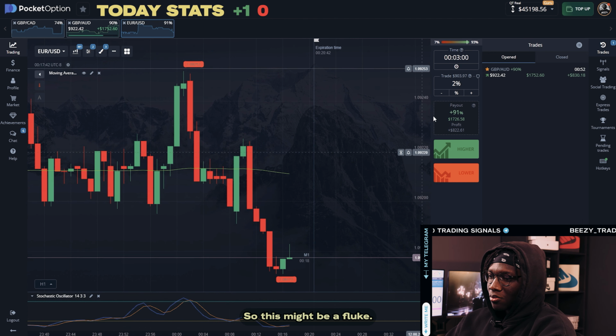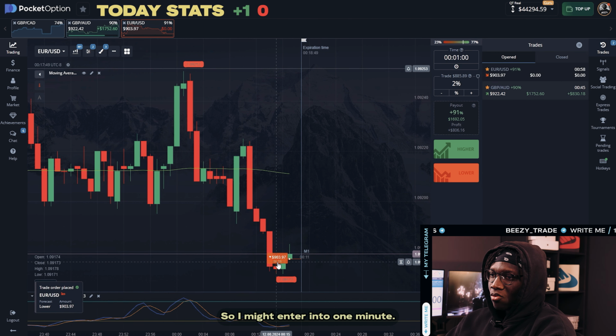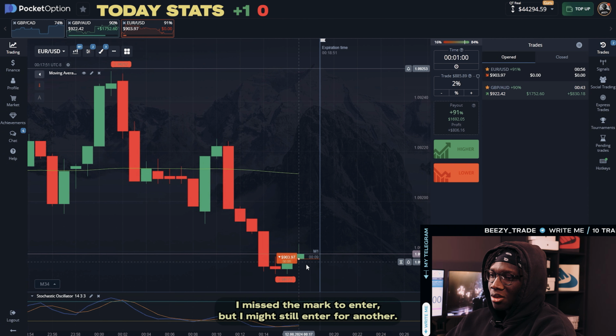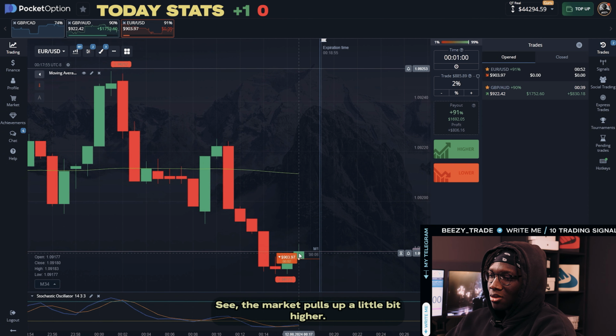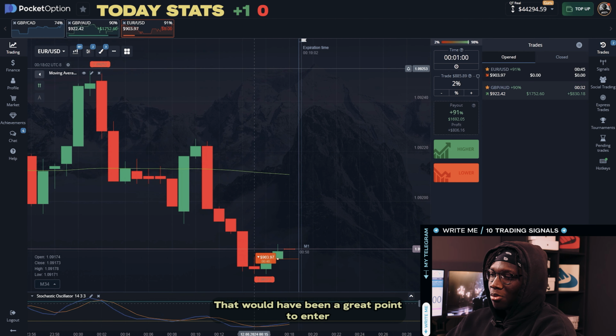So this might be a fluke right there. So I might enter into 1 minute. I missed the good mark to enter, but I'm going to still enter for another. See, the market pulls up a little bit higher. I would have wanted to enter somewhere around here. That would have been a great point to enter.